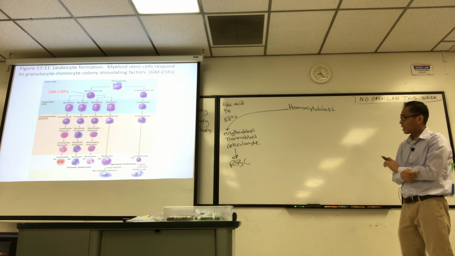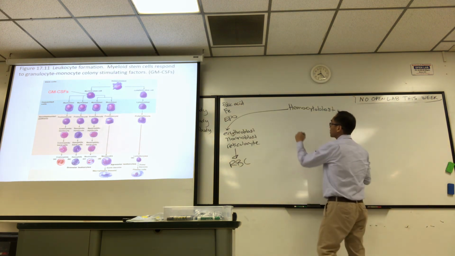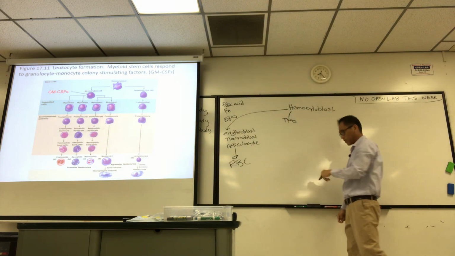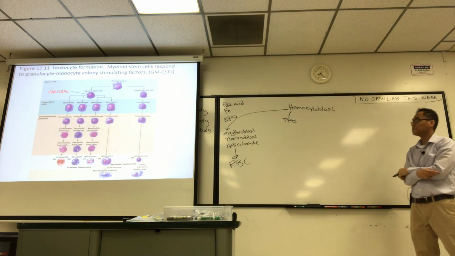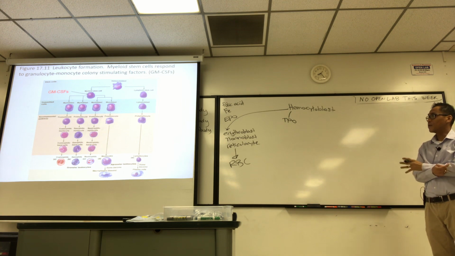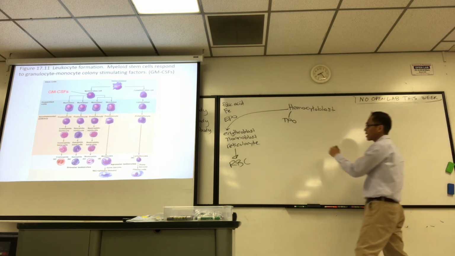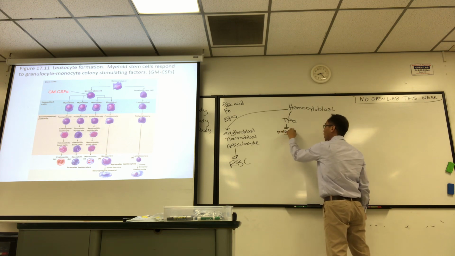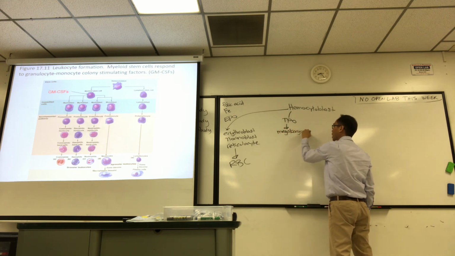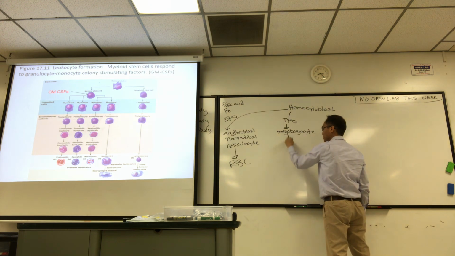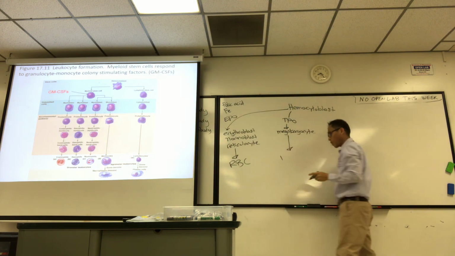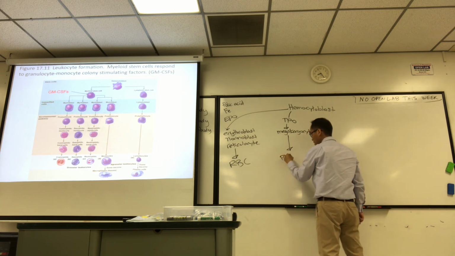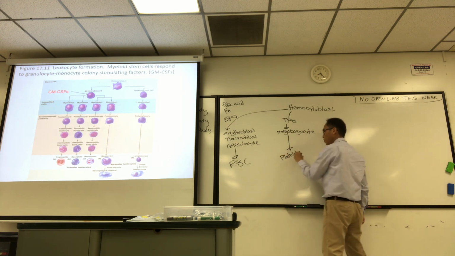In terms of the platelets, from the hemocytoblast, there's, I'm just going to call it TPO for now. That's short for thrombopoietin. Anyways, that can stimulate a cell called the megakaryocyte. And from that cell, you're going to get your thrombocytes or your platelets. This is all in the bone marrow.